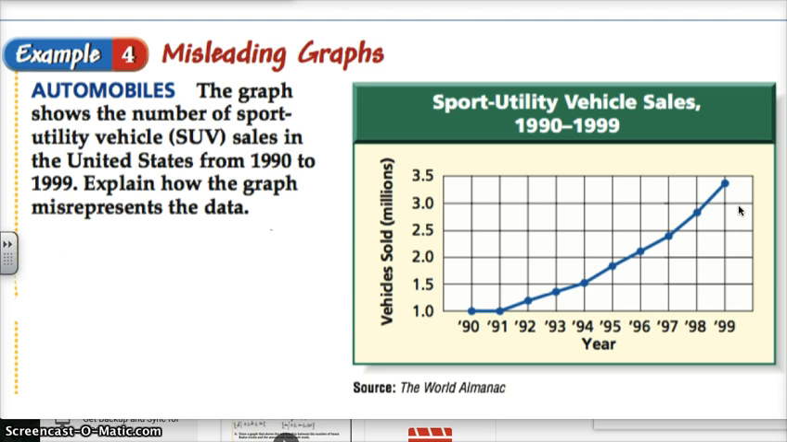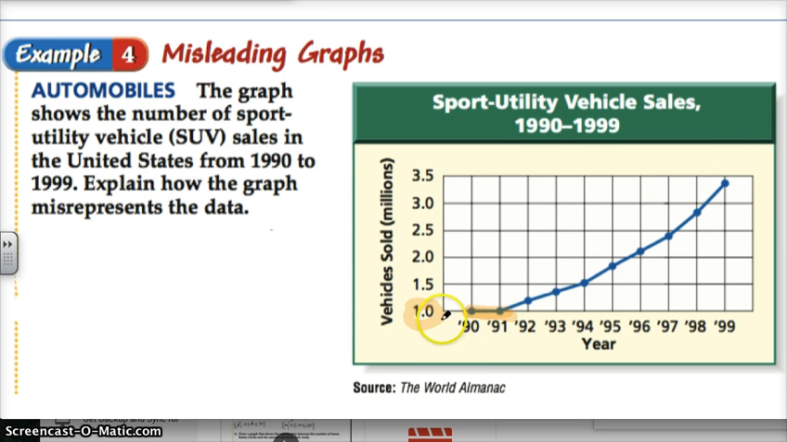But what the graph does, and this is the point that I thought was necessary not to skip over: if you look down here, it looks like this is zero. Notice where they started their graph at 1 million. So this looks like nothing happened in the years 1990 to 1991. Then a little bit happened, then a little bit more, and then whoa, look at what's going on in 1999.